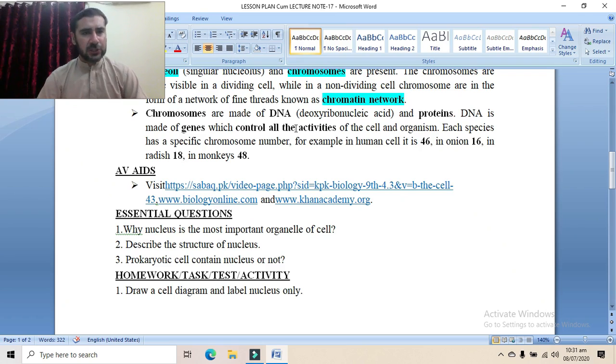Now each species of living organism has a specific number of chromosomes. For example, in human cells there are 46 chromosomes, in onion cells there are 16, in radish 18. Similarly in monkeys there are 48 chromosomes.